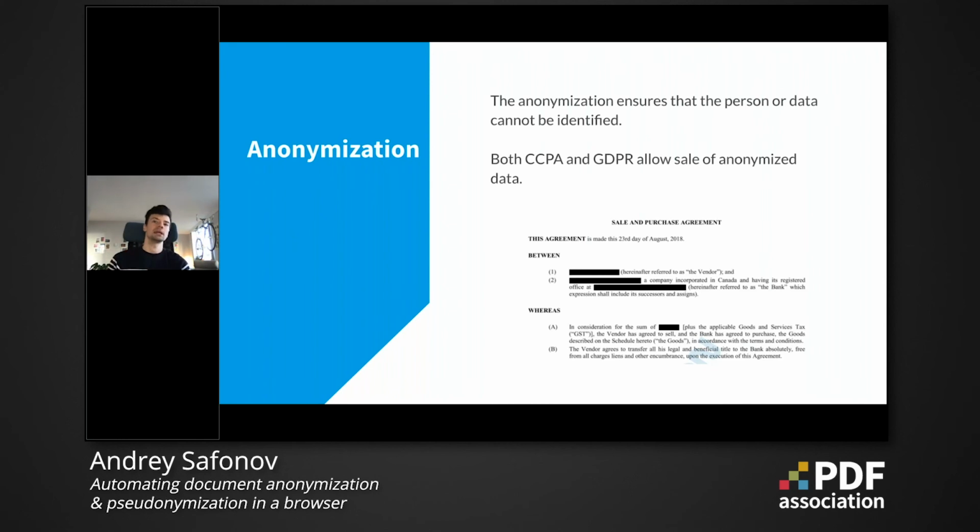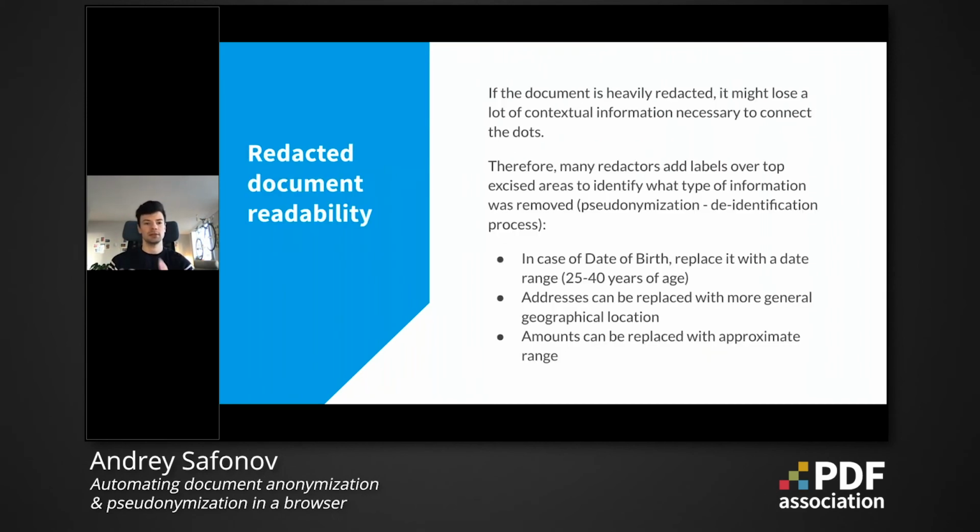Okay, so here's how an anonymized document could look. For example, here we have certain redacted areas. However, at first glance, the document is hard to read. And especially if the document is even more redacted, then it becomes a nightmare. We're losing key points for us to connect the dots on what's happening inside of the document. So we could lose a lot of necessary contextual information.